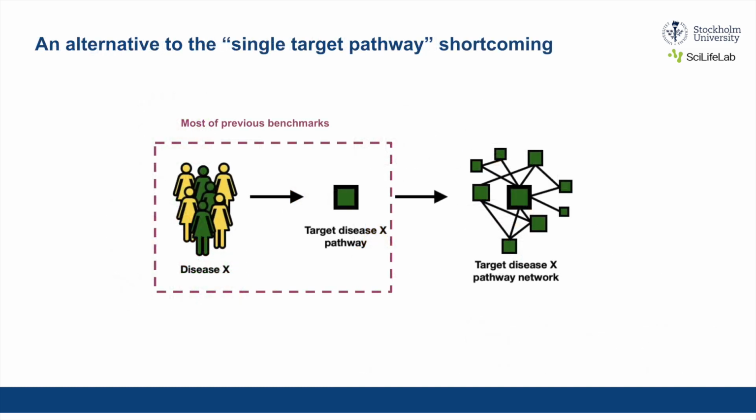In the previous benchmarks, the target pathway was treated as the single true positive and all other pathways were assumed to be false positives. We introduced the disease pathway network to counteract the shortcoming of the single target pathway approach and improve the sensitivity assessment in an unbiased way.